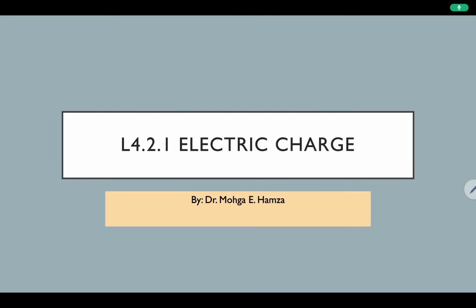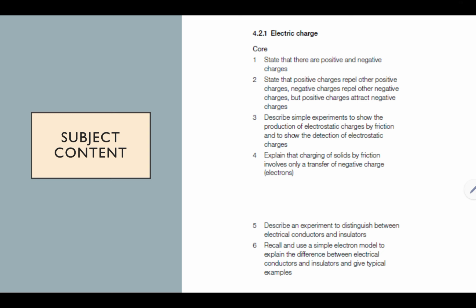We'll be talking about electric charge. In this lesson, we're going to discuss positive and negative charges, know how charges repel or attract, and a simple experiment to show the production of electrostatic charges by friction and how to detect them, and explain the charging of solids by friction, and an experiment to distinguish between conductors and insulators.